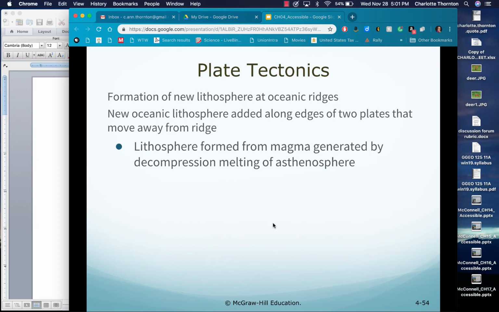The formation of new lithosphere at oceanic ridges. The new oceanic lithosphere is added along the edges of two plates that move away from the ridge. Lithosphere is formed from magma, which is generated by the decompression melting of the asthenosphere.